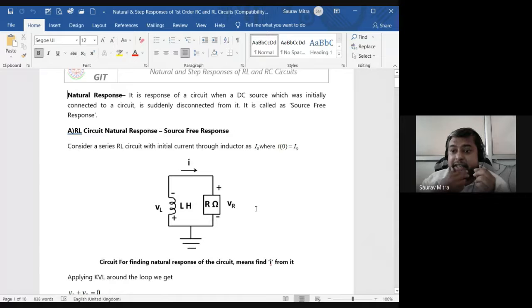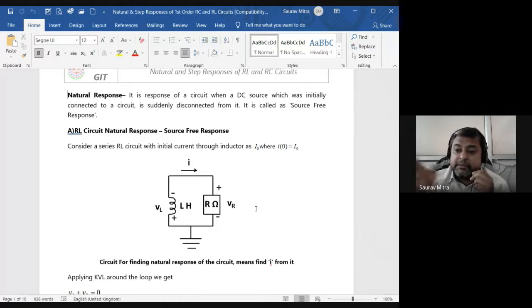Is this circuit having any input voltage or input current? No, sir, there is no external input voltage connected. Still, I have shown a current. Is it visible? Yes. Where did that current come from? That current has come because you have connected the supply to it for some time.